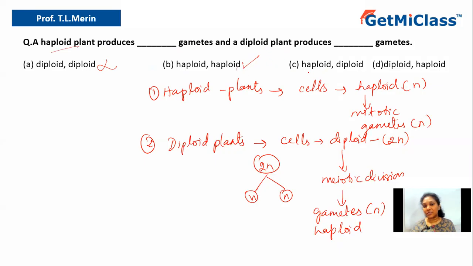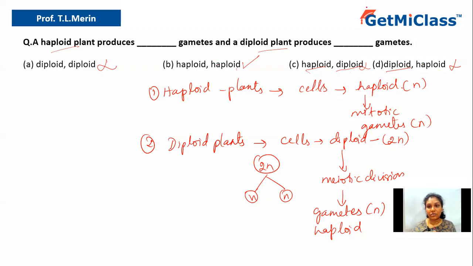But what about option C, haploid diploid? So haploid is correct, but for the diploid plant, it cannot form diploid gametes. It will not undergo mitotic division to give rise to gametes. It will undergo meiotic division, so diploid gametes are not formed. Option D says diploid haploid. Again, it is wrong. The plant itself is haploid in the first case, so how can it produce diploid gamete? So the correct answer is option B.